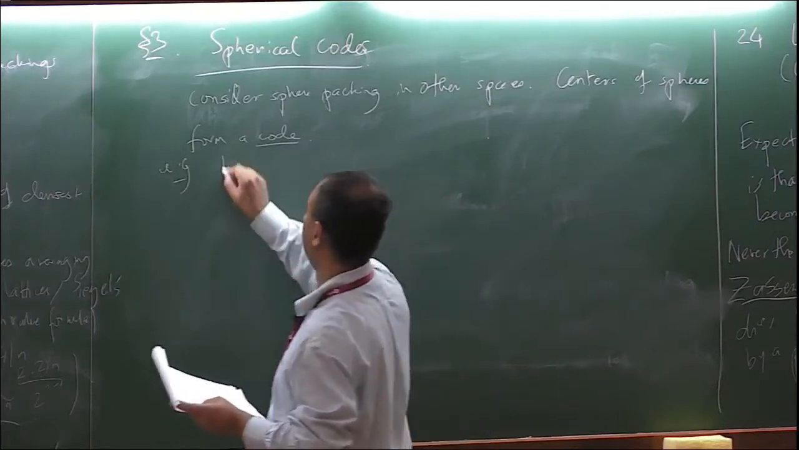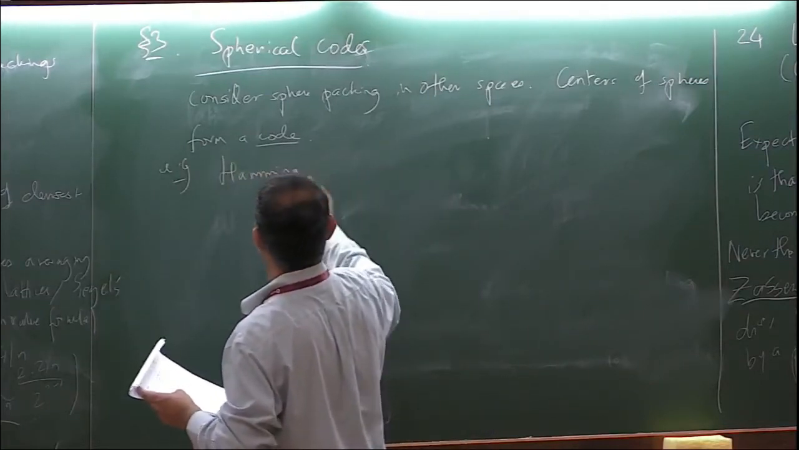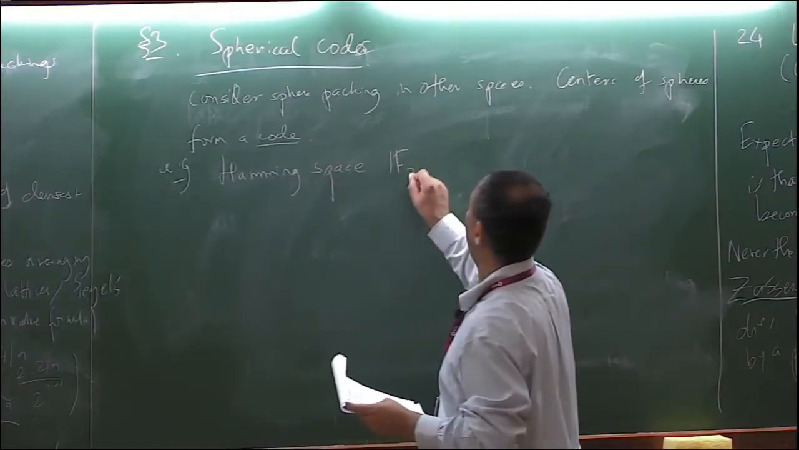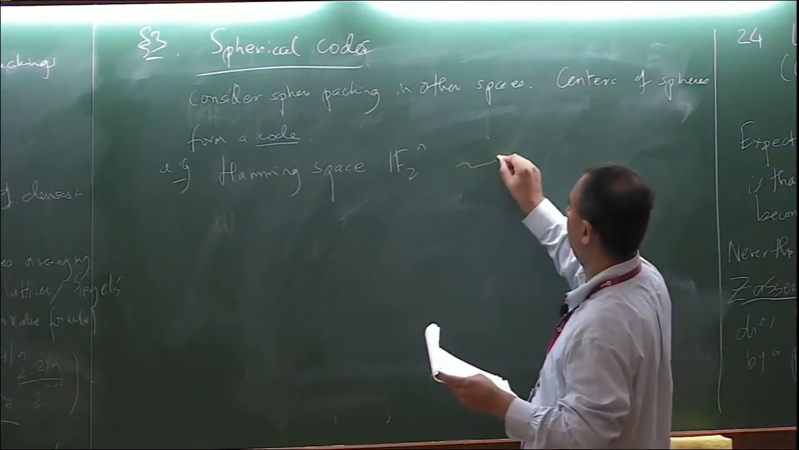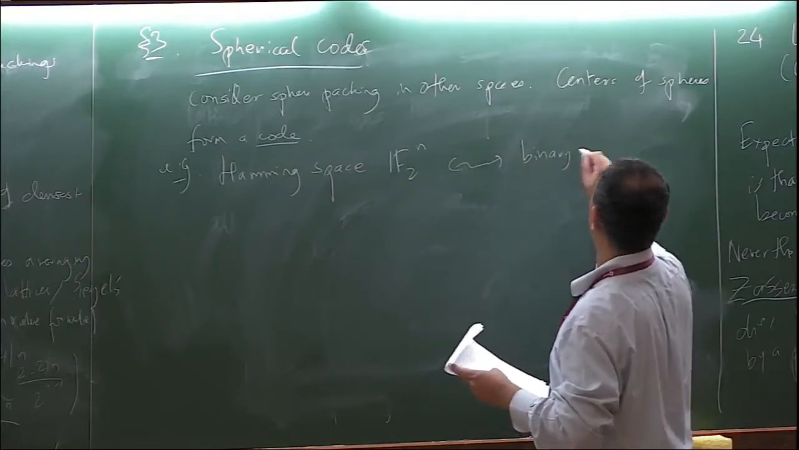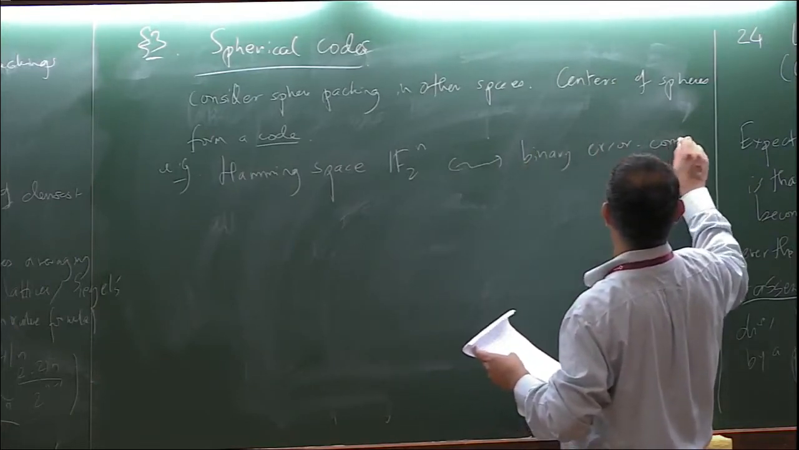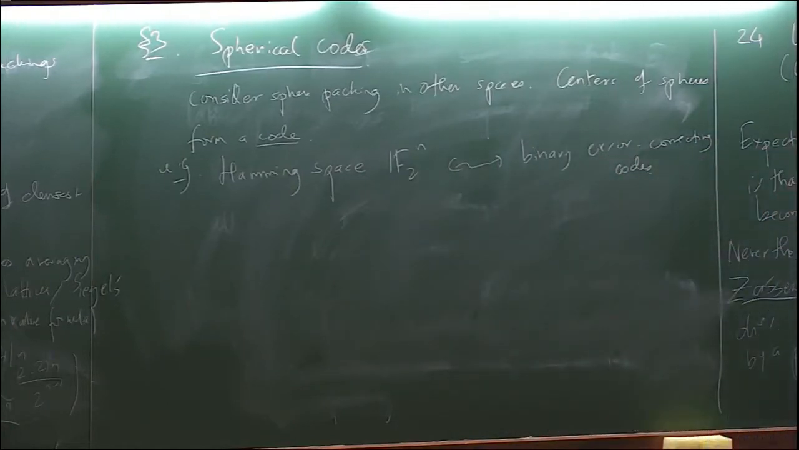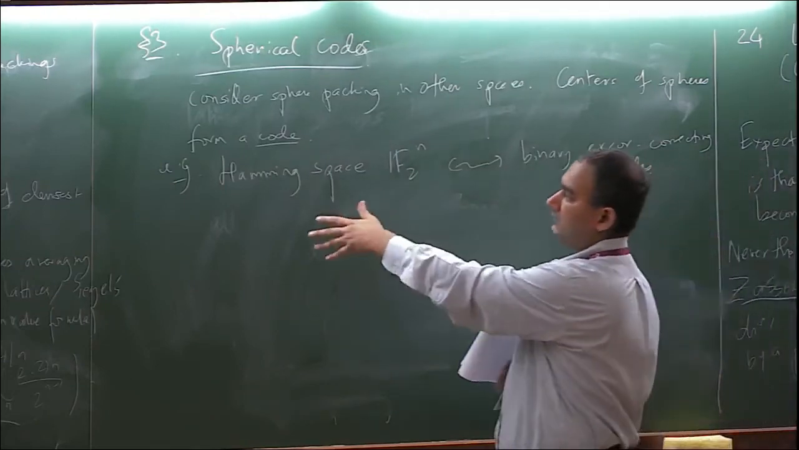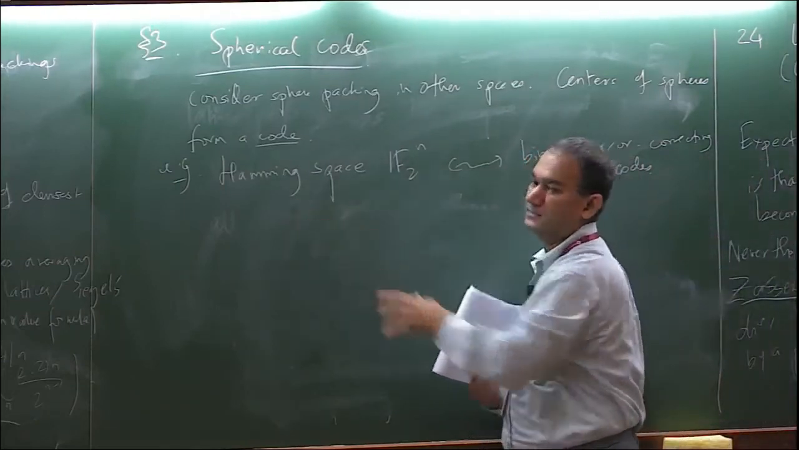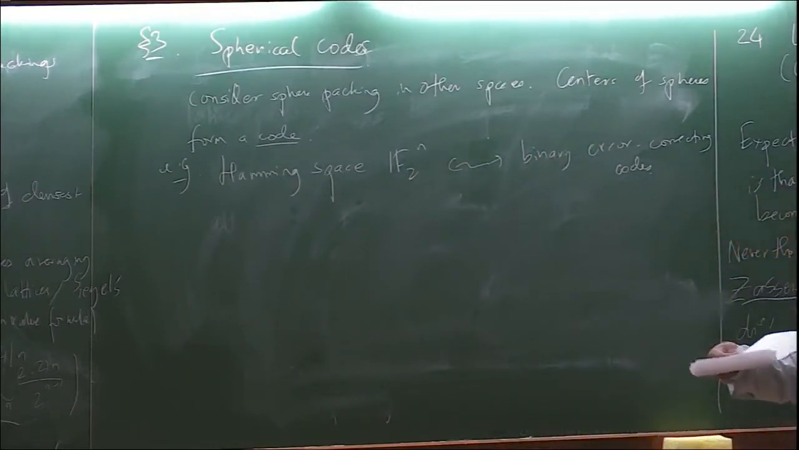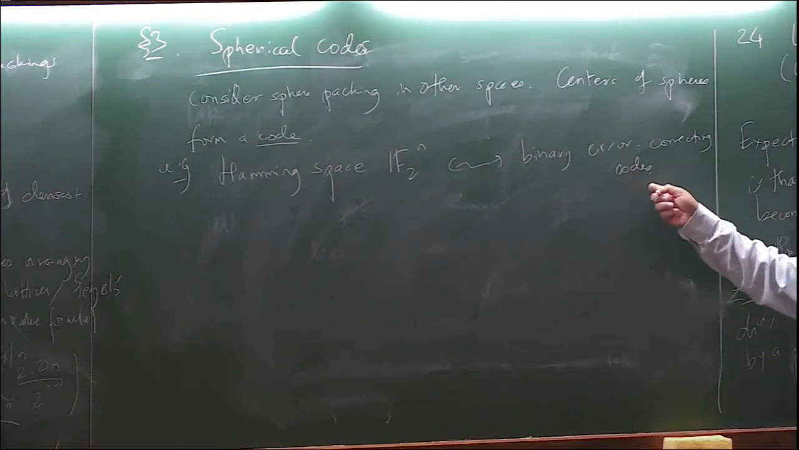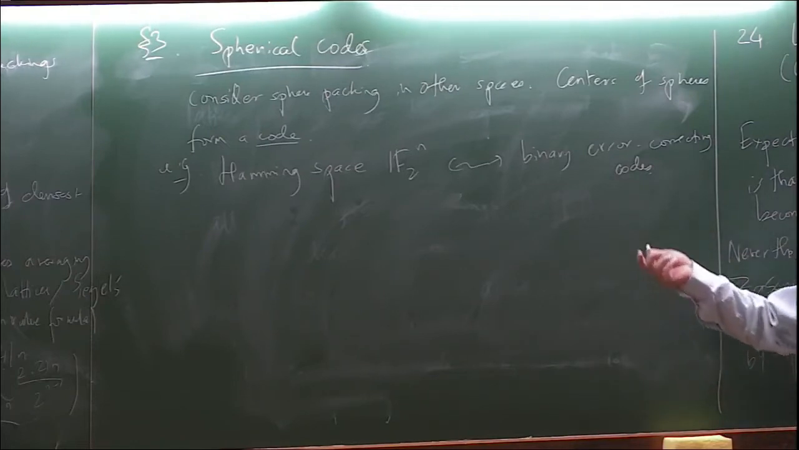For example, you could have a sphere packing in Hamming space F2 to the n. This just corresponds to binary error correcting codes, and the problem is roughly one-to-one. If you want a good sphere packing of Hamming spheres in F2 to the n, you want to separate them out as far as possible. That means you want your points of the code to be far apart so you can error correct more efficiently. So that corresponds to having a good binary error correcting code with large minimum distance.